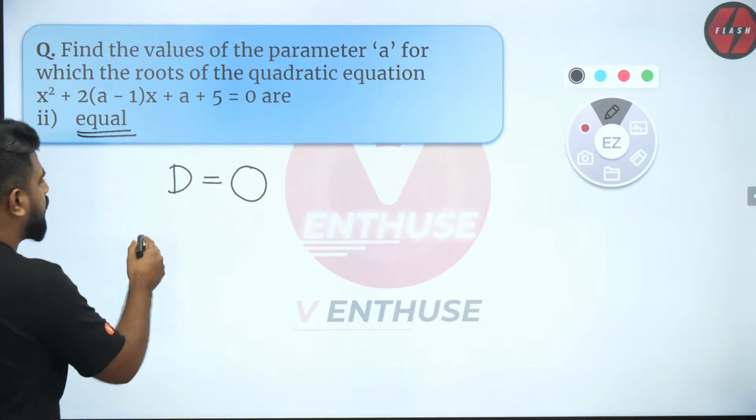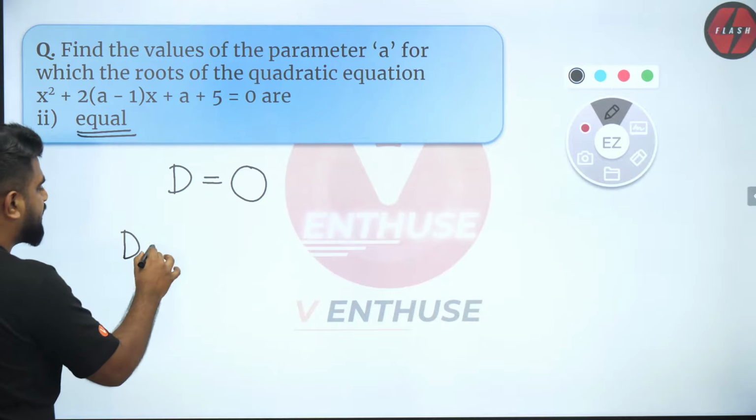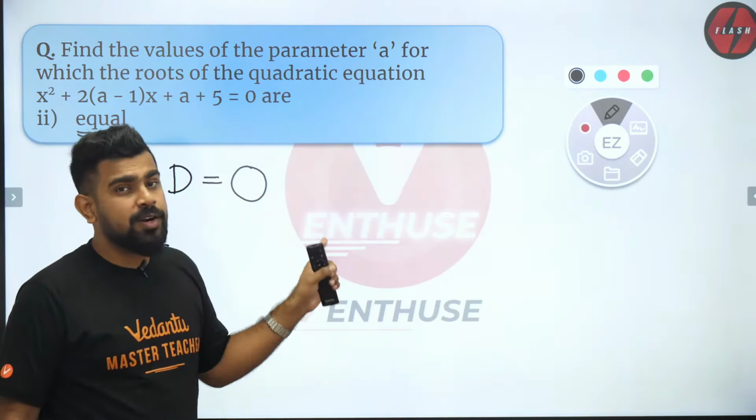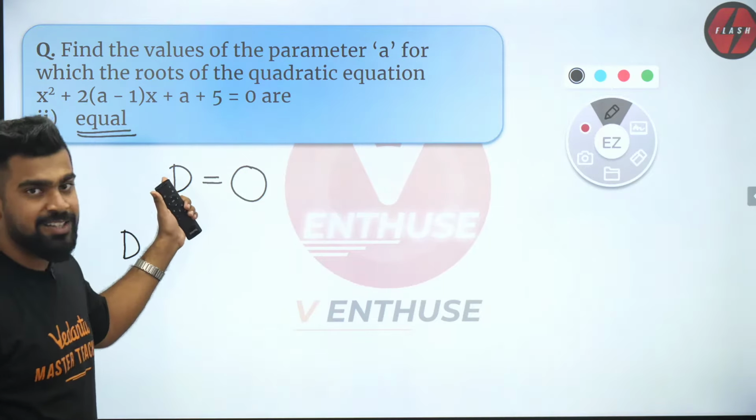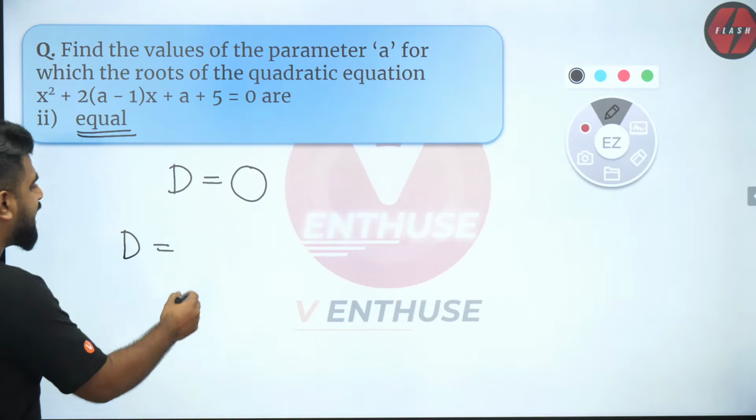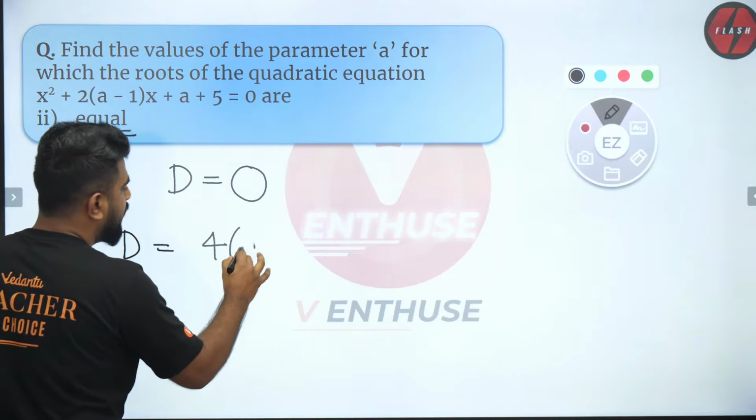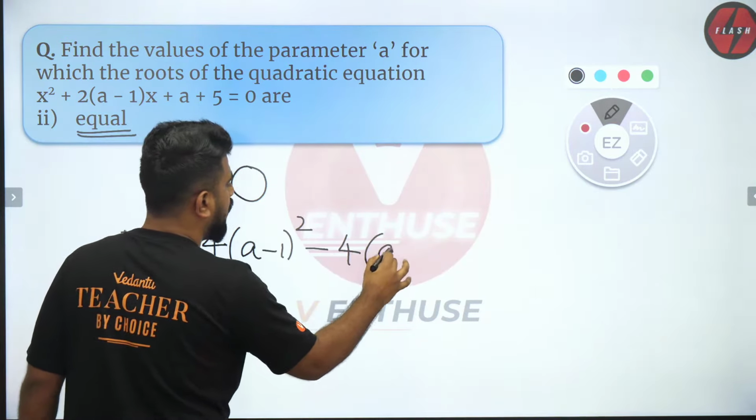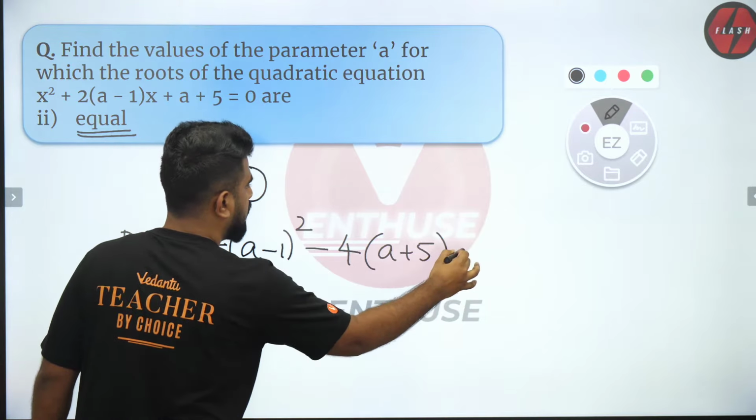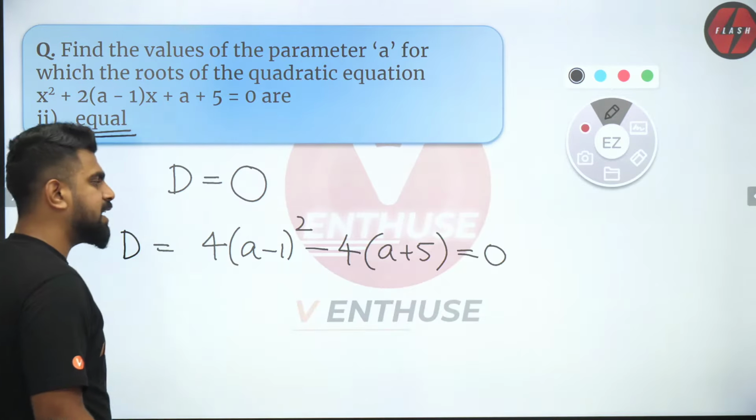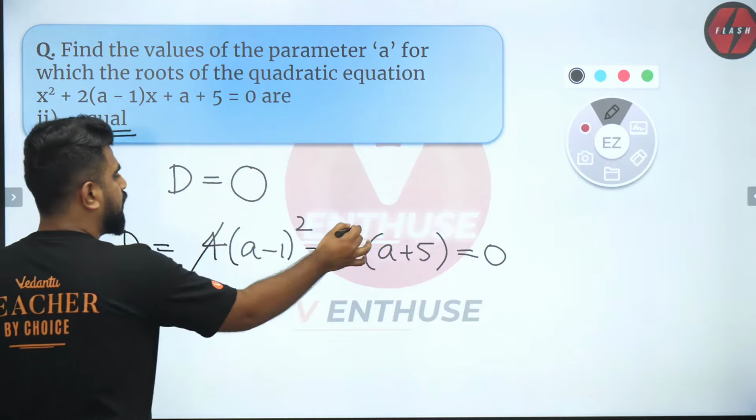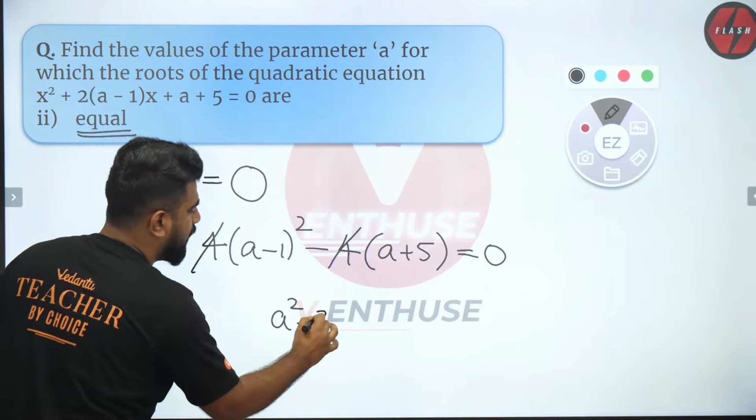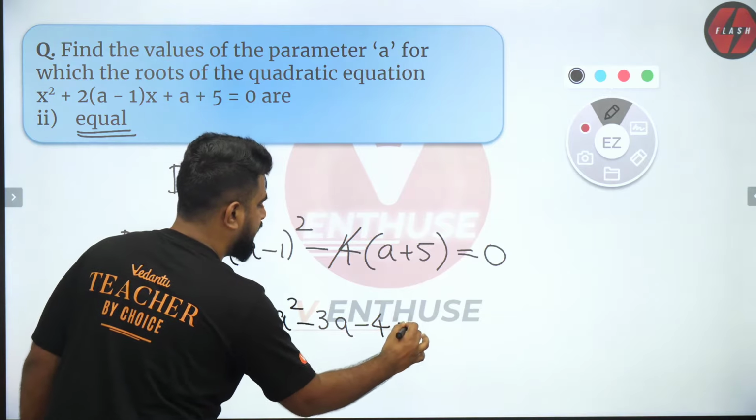D equal to 0 is a very simple one. We found the discriminant, right? Let's keep that in mind because it's the same question. I don't want to find the discriminant again and again 7 times. I think the discriminant was 4(a - 1)^2 - 4(a + 5). Now this should be equal to 0. So I can cancel out the 4 and 4. So I will get a^2 - 3a - 4 = 0.